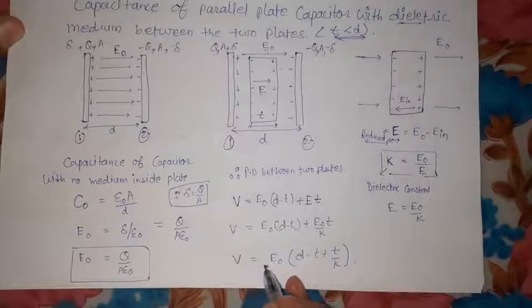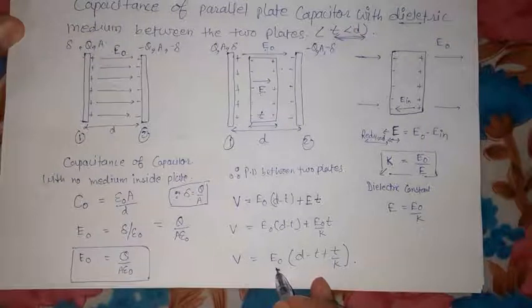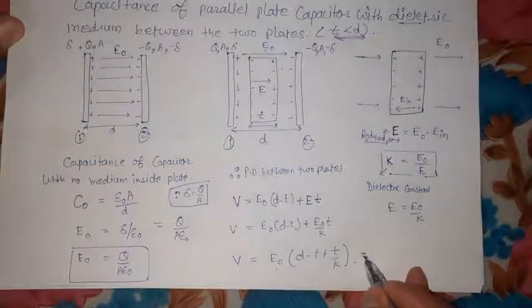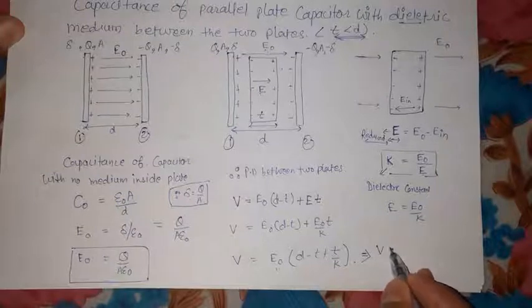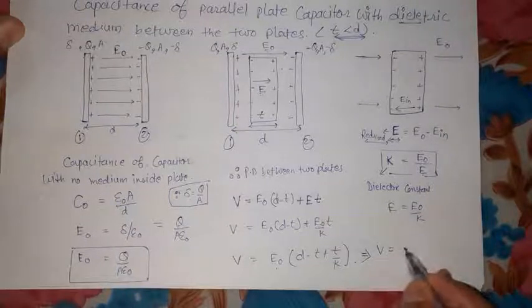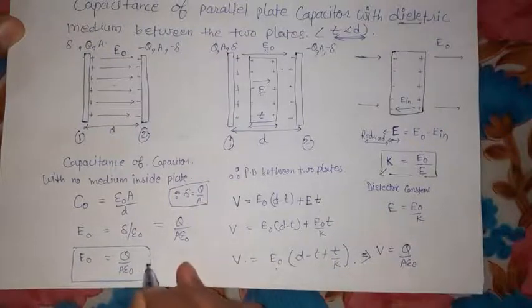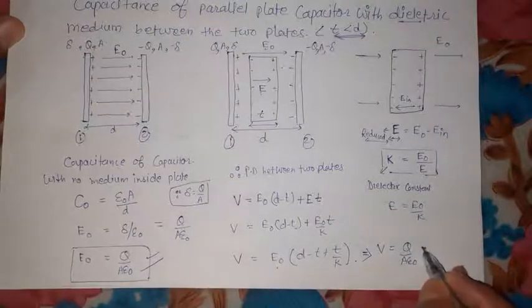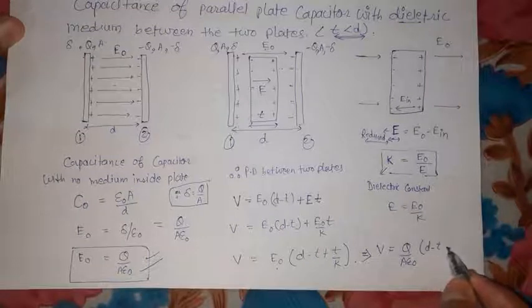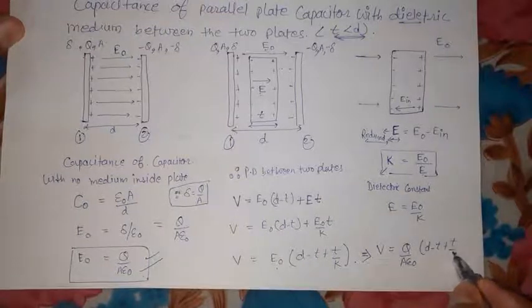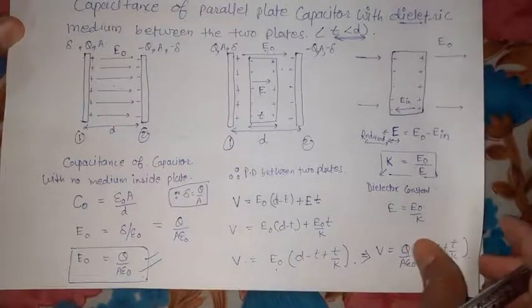Now we can put the value of this E naught, which implies V is equal to, with E naught being Q by A epsilon naught, already written over here just to check it, and it is (d minus t plus t by k). So therefore what will be this capacitance now?